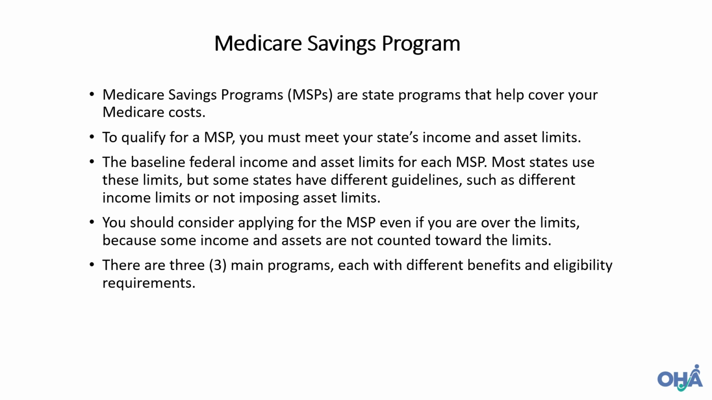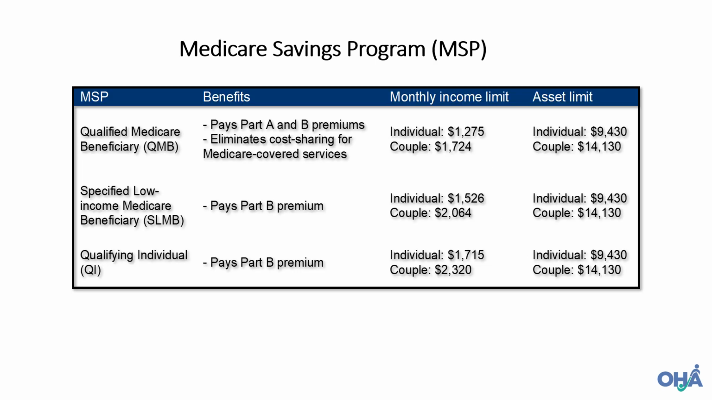There are three main programs, each with different benefits and eligibility requirements. The first program is the Medicare Savings Program. This has three components: a QMB, a second one, SLMB, and a third one, QI. A QMB helps pay for Part A and Part B premiums. It has an individual guideline and a couple guideline, and it does impose asset limits. The Specified Low-Income Medicare Beneficiary, SLMB, helps pay for the Medicare Part B premium. It has individual and couple income limits and asset limits.